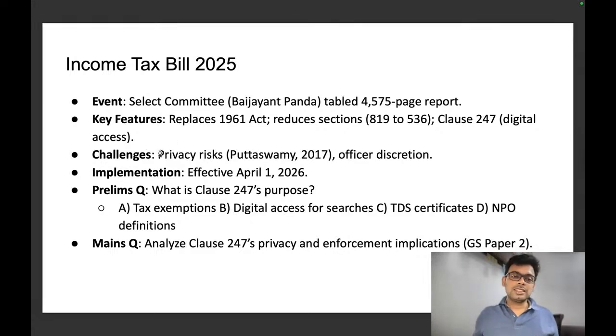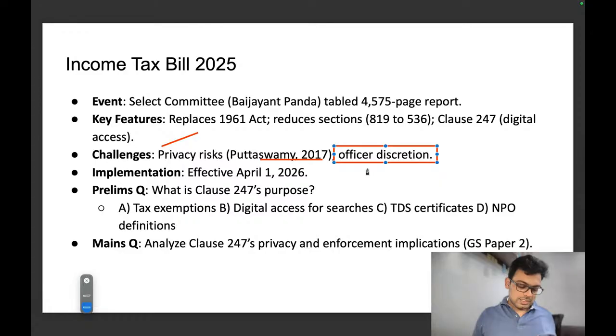So the challenge is privacy risk. Putta Swami, and then it is on officer's discretion. So the officer will decide whether your things will be private or not. You get that? So what can we do? What do you think about this kind of law?